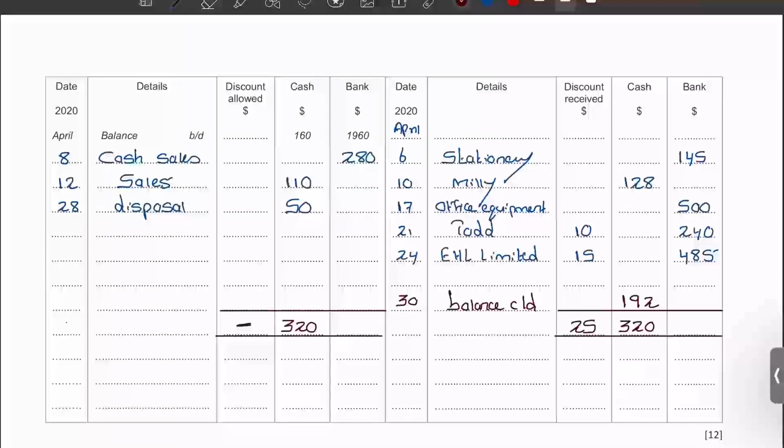After April 30th, it's going to be May 1st. Enter the balance BD. Balance BD 192. Enter it. Can you also balance the bank account? Find out which side is higher and do the needful. You balance it.